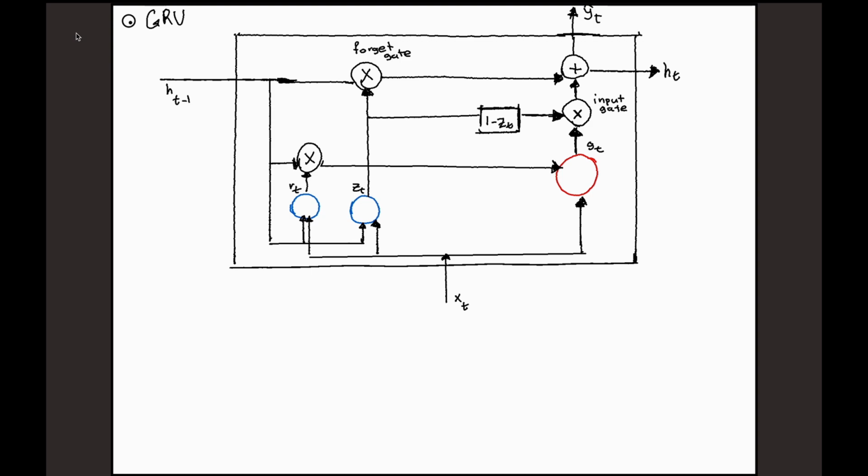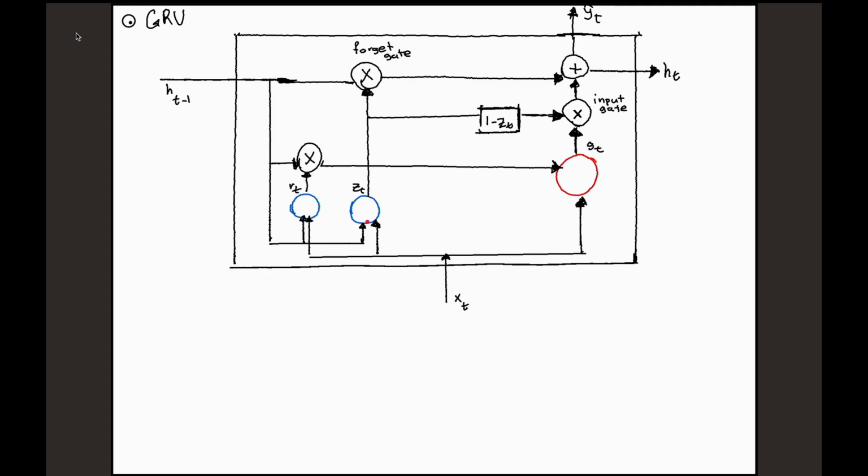Another thing you can see in GRUs is that you only carry one hidden state, in contrast to LSTM, where we had C and H, C for long-term memory and H for short-term. Here we combine the two into one, but we consider both the history and also the new things that are added to it through X. And what is controlling it is this ZT function.